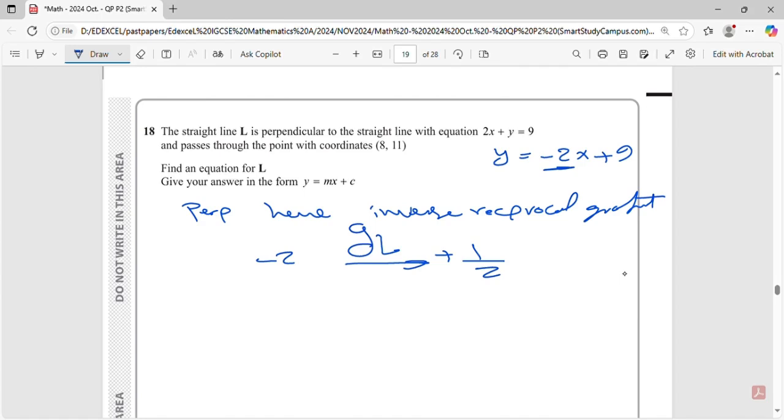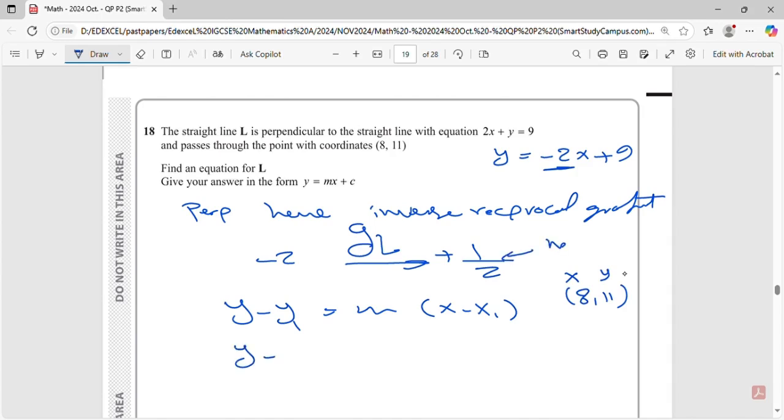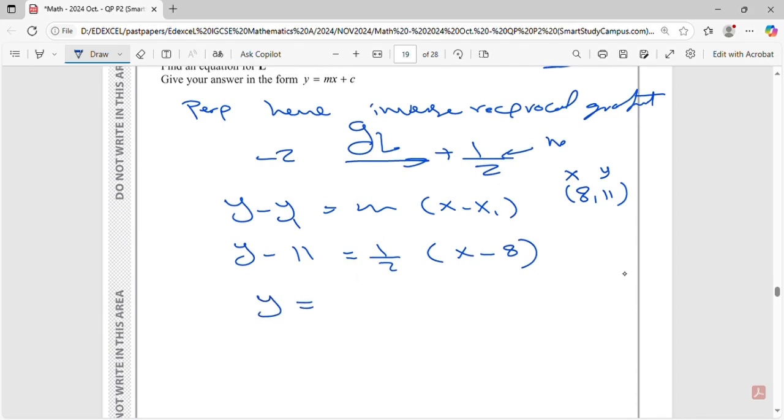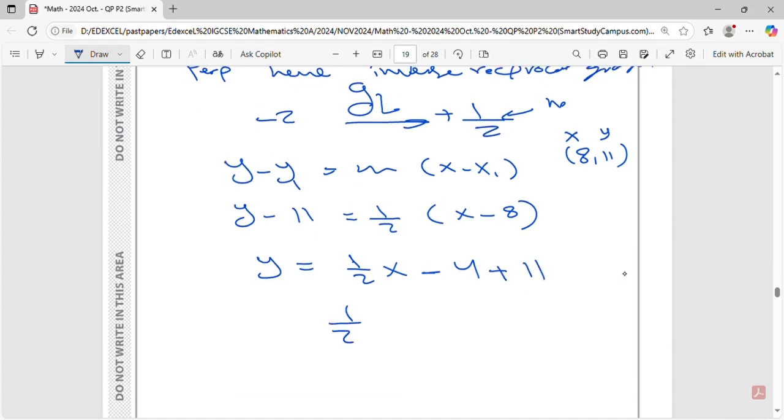Now I need the equation, and I will apply this form, y minus y1 equals m multiplied by x minus x1. The point that I will use here is 8 and 11, where 8 represents x and 11 represents y, and m is represented by half. So it will be y minus 11 equals half multiplied by x minus 8. In this condition, y equals half x minus 4 plus 11, which equals half x plus 7. This is the final form.